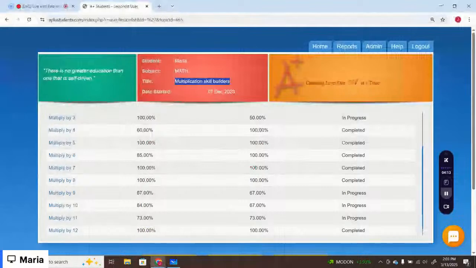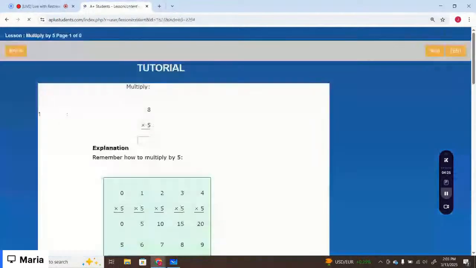Here I'm on grade 3 math. The chapter we're on right now is multiplication skill builders. Let's start with the lesson that is multiply by 5. 8 times 5. You need to count the table of 8 until 5. So 8 times 5 makes 40.